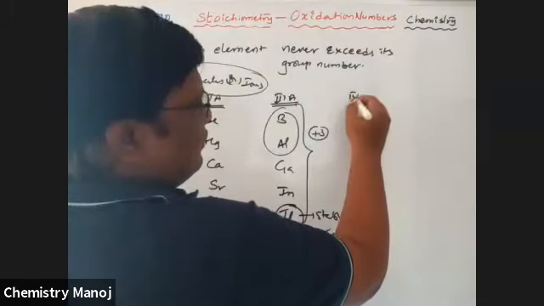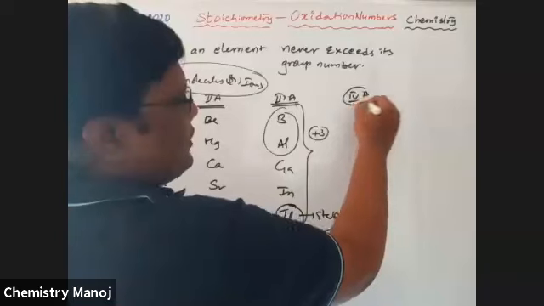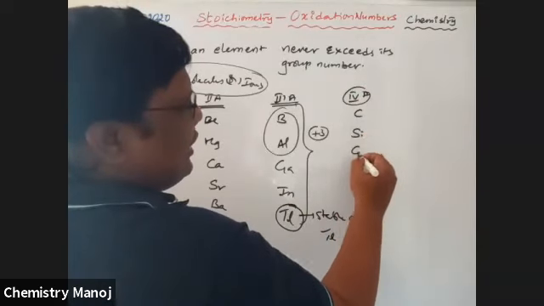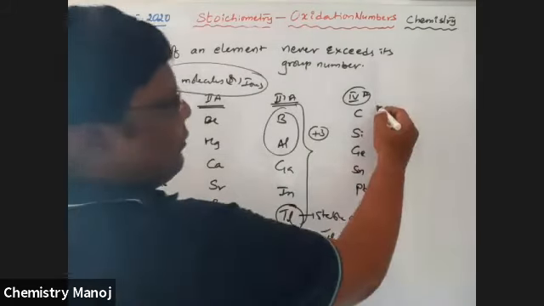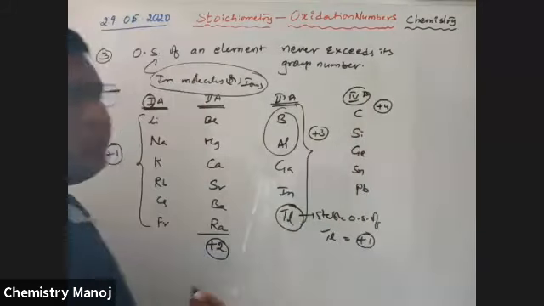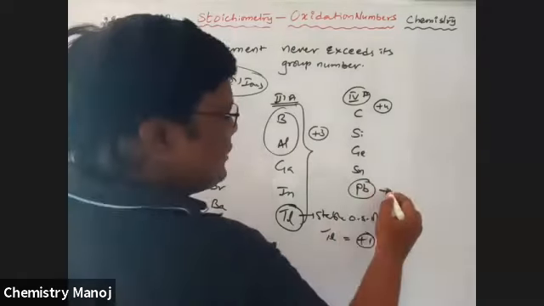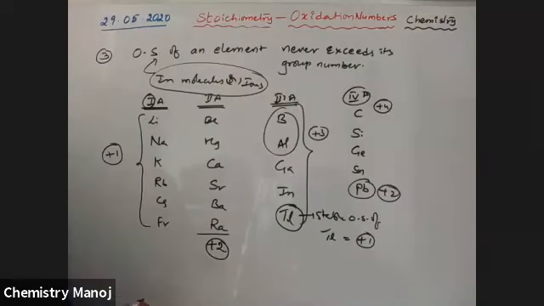Next, 4A group elements. That is carbon, silicon, germanium, tin, lead. These are 4A group elements. Common oxidation state is plus 4. But lead has plus 2. That is the stable oxidation state. For the remaining elements, plus 4. Okay. These are general cases.